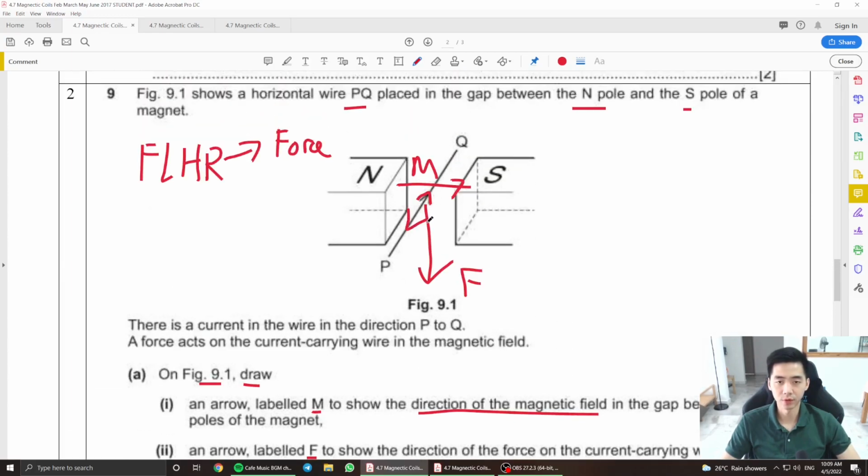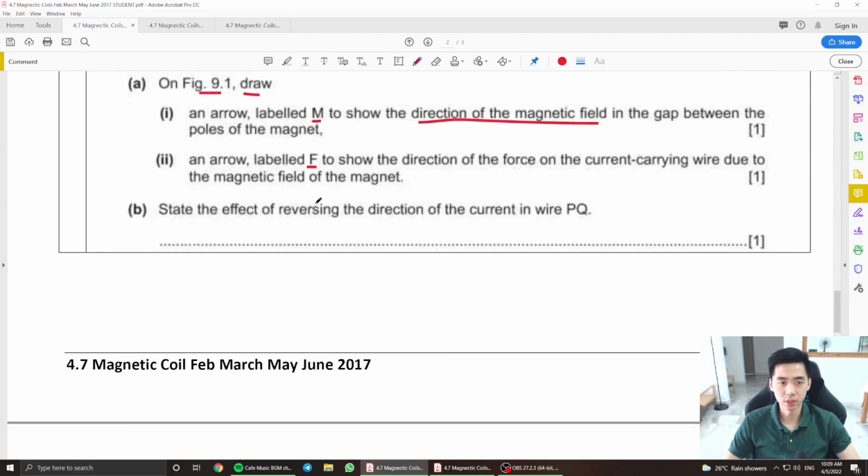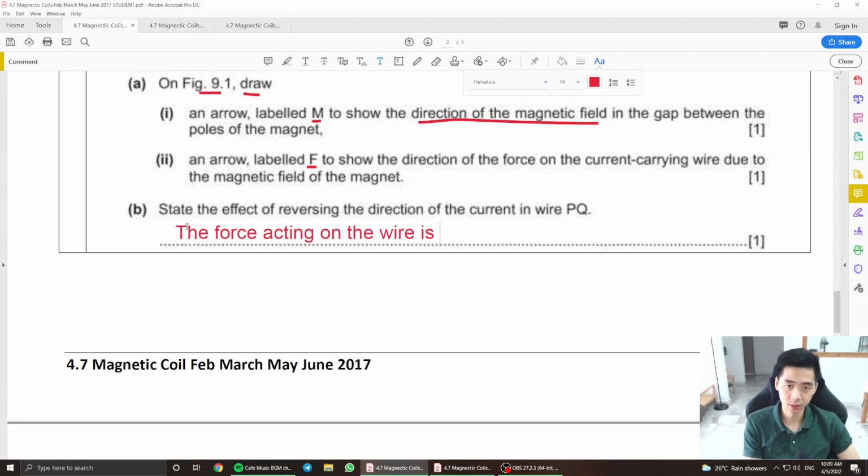If you reverse the direction of the current and your magnetic field is still pointing the same, using Fleming's left-hand rule, index finger towards the right, your middle finger will be pointing towards you now, right? Then finally, you're supposed to have your thumb going upwards. Obviously, what's going to happen is the force will be reversed, right? So you're going to say something like, the force acting on the wire is reversed, upwards. Right, it will be obviously pointing upwards at this point.